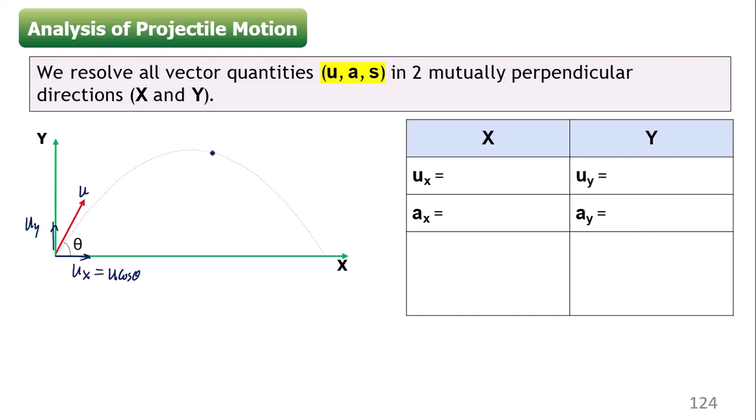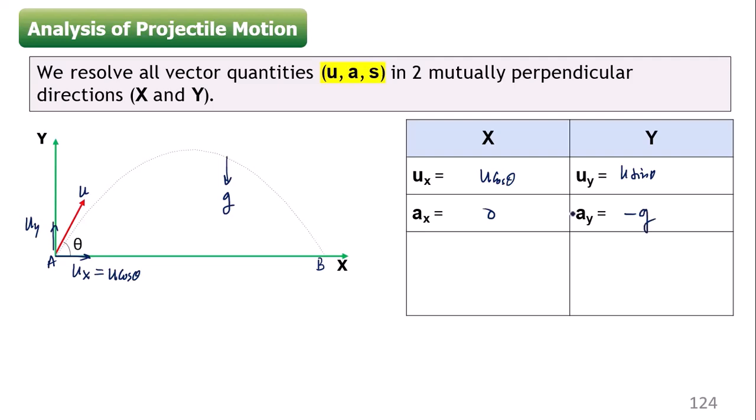So, during the entire movement, when the particle is traveling from point A to point B, gravity is acting vertically downward. Okay. So the gravity effect is always along the y direction. There is no effect of gravity along the x direction. So ux is u cos theta. uy is u sin theta. ax is what? 0. So there is no acceleration in the x direction. Yes. ay is equal to what? Minus g, because acceleration due to gravity is acting downward.